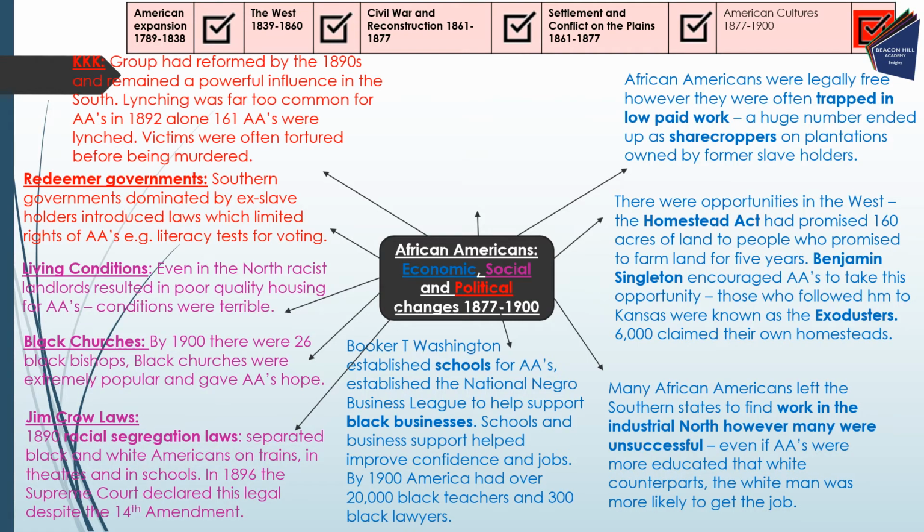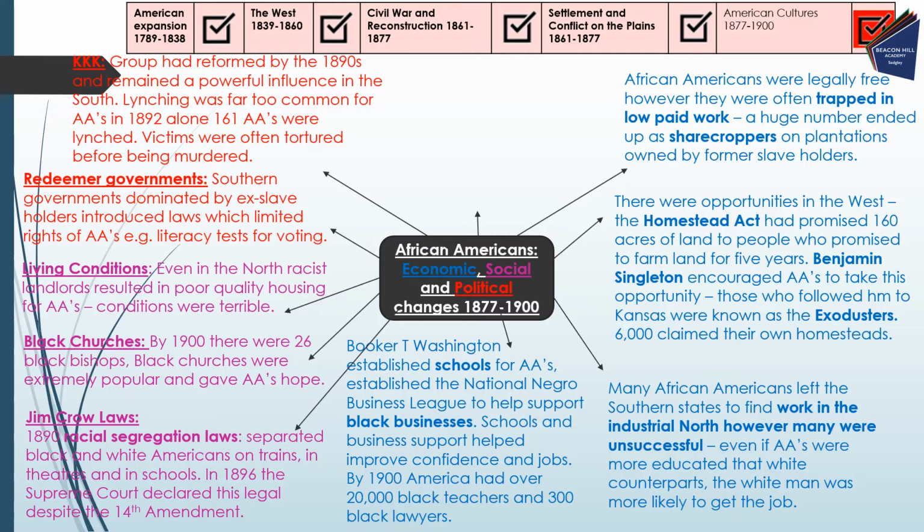Again, a group that I'm sure you will remember from lessons that you could speak about during this time period are the Ku Klux Klan. So the group had reformed by the 1890s and remained a powerful influence in the South. Lynching, which remember was taking Black Americans and hanging them from trees in public, was far too common for African Americans. And in 1892 alone, 161 African Americans were lynched. Victims were often tortured before being murdered.